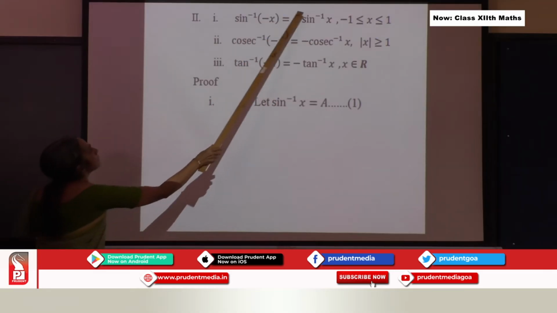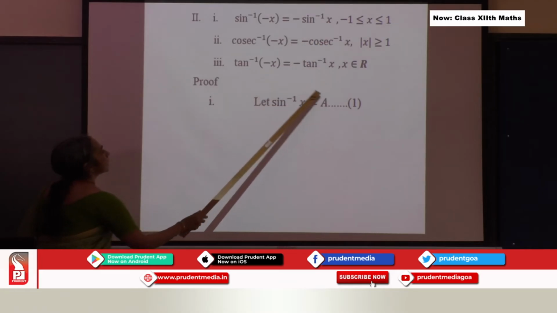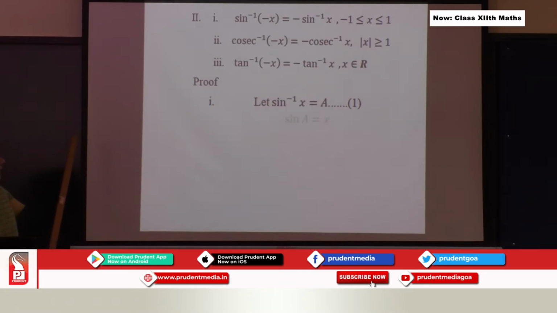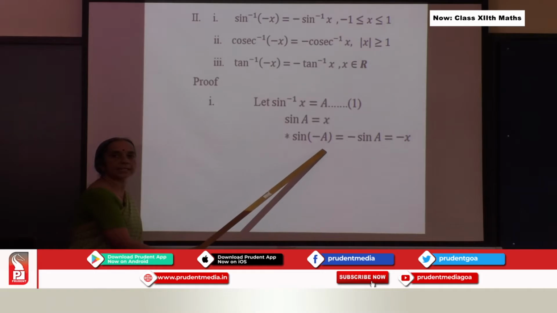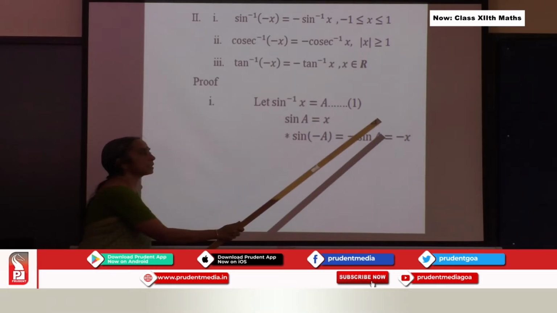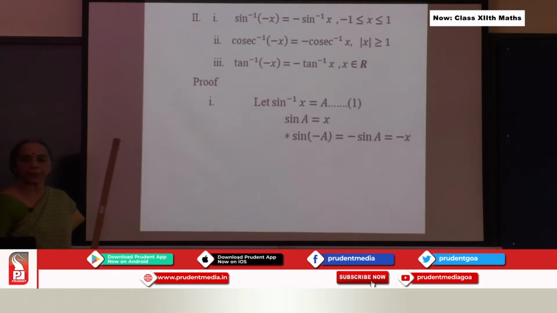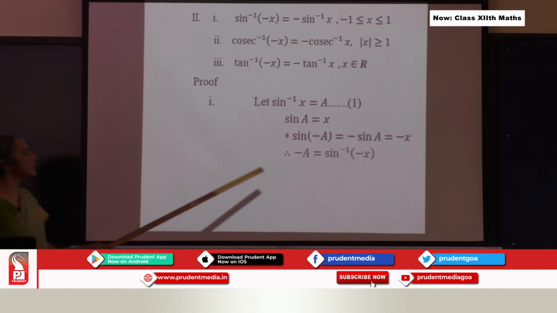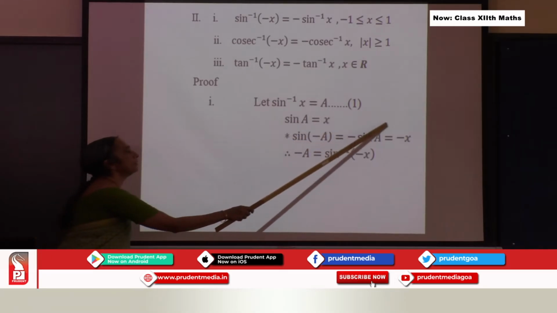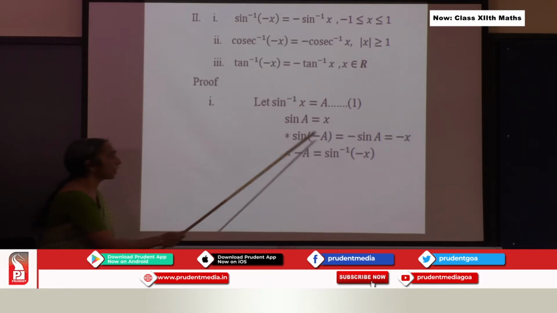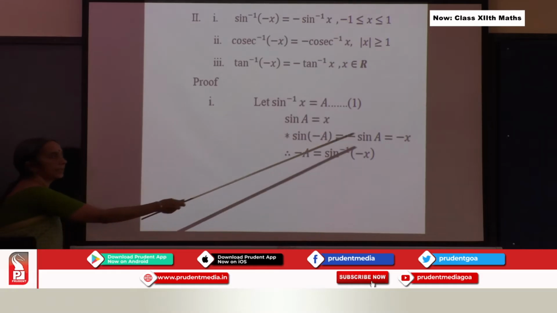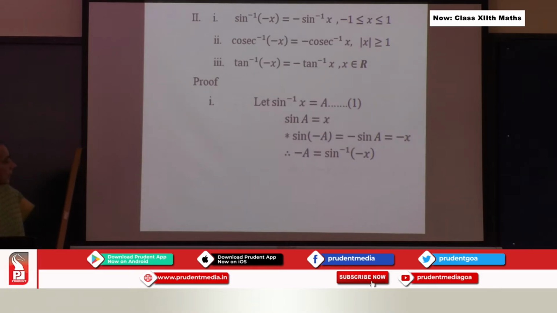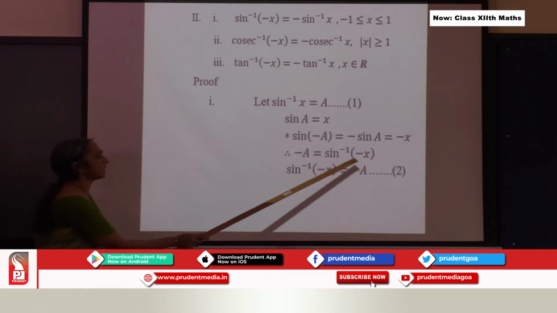Let sin inverse of x be A. Then sin A is x. The main point you have to remember is sin of minus A is minus sin A, which is minus x. Therefore, minus A is equal to sin inverse of minus x. This is the main step, that is why I put an asterisk there. Then sin inverse of minus x is minus A, the same step I have written.